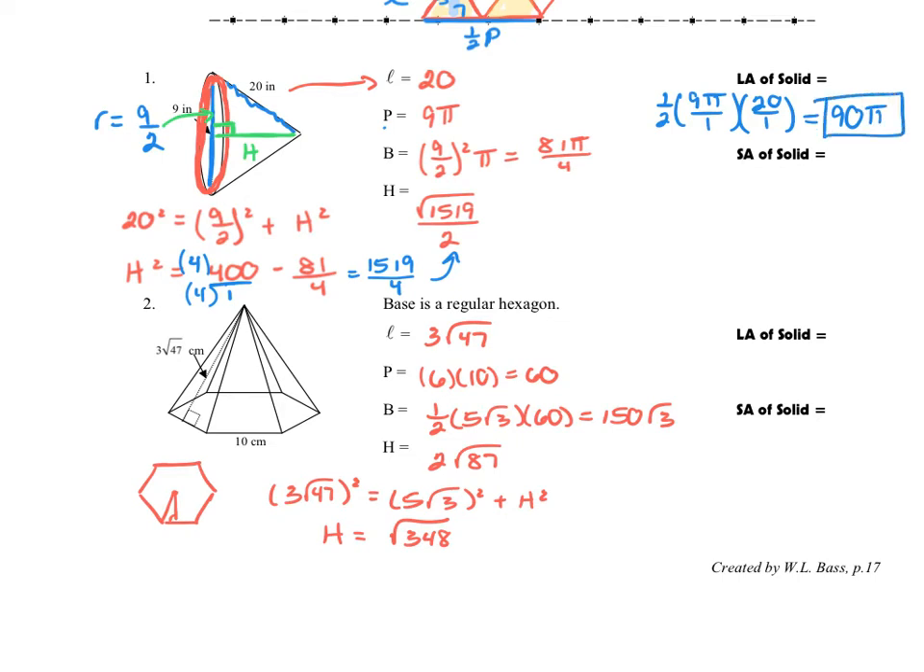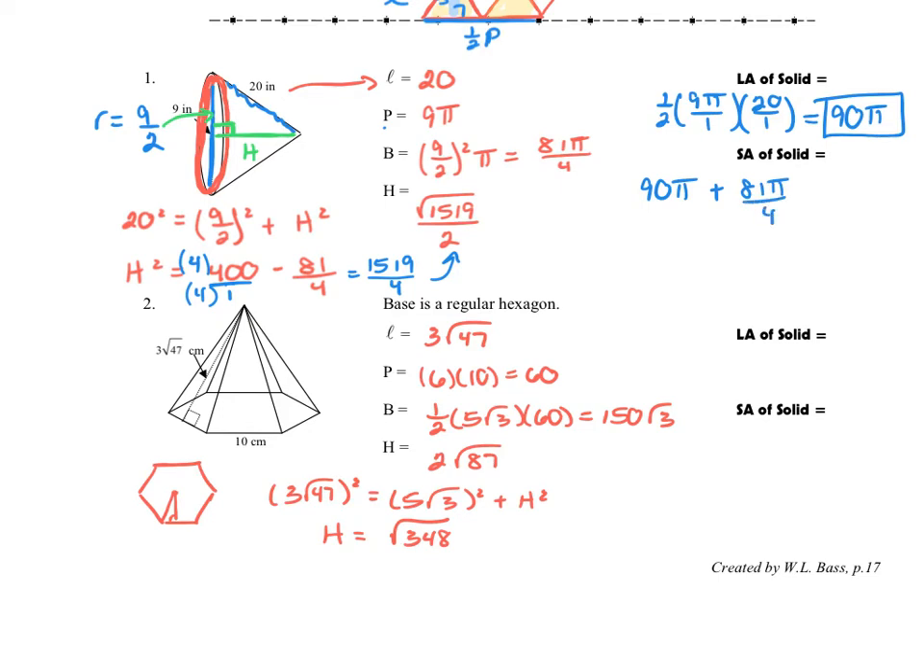Okay, and we would probably want to label that, but I'm kind of out of space on my screen here. Now, for the surface area of the solid, I'm going to take that lateral area, and I'm going to add to that one base. So unlike our prisms and our cylinders that had 2, now I only have one base of this 81 pi over 4.